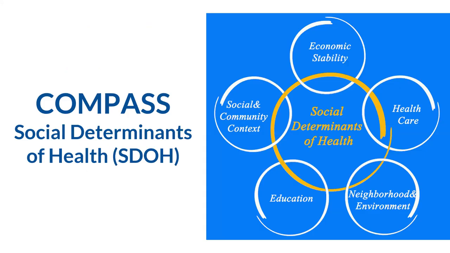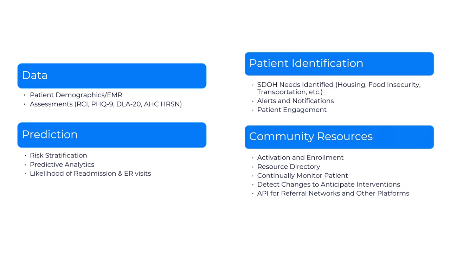So when we're looking at the social determinants of health module and solution we have, it starts with a couple different components when you're looking at SDOH. So first there's the data aspect. A lot of times the core fundamental pieces you're looking at are patient demographic information, information out of an EMR. Additionally, you can combine that with claims data or other publicly available data. Then there's a variety of assessments. So PREPARE, RCI, PHQ-9s, DLA-20s.